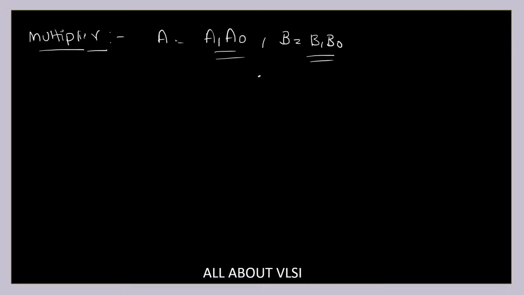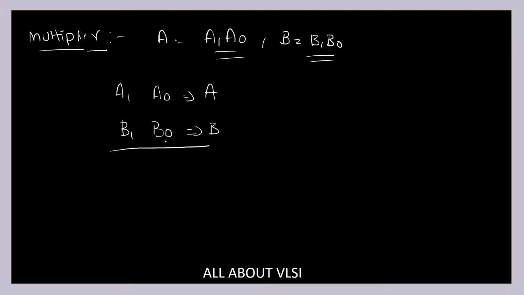Let's say I have a 2-bit number A, which is A1 A0, and I have B, which is B1 B0. These are the 2-bit numbers, and I need to multiply these two numbers. Let us have a look at how we are going to multiply. This is my A1 and A0, this is my value A, and this is my B1 and B0, this is my B, right?